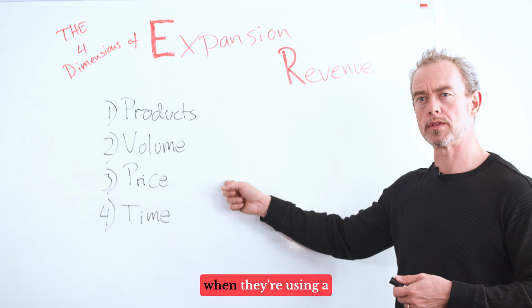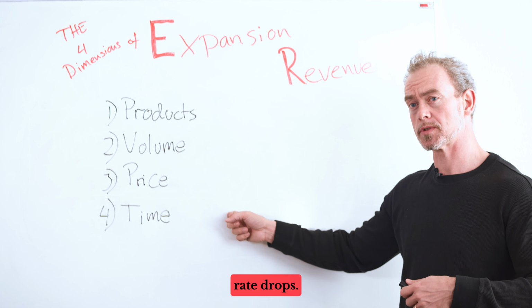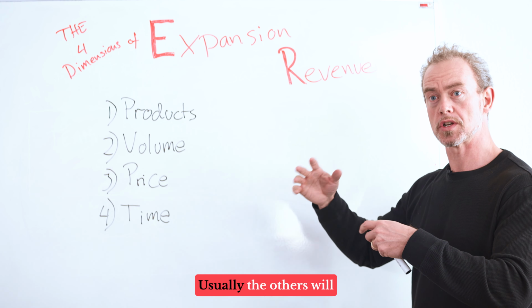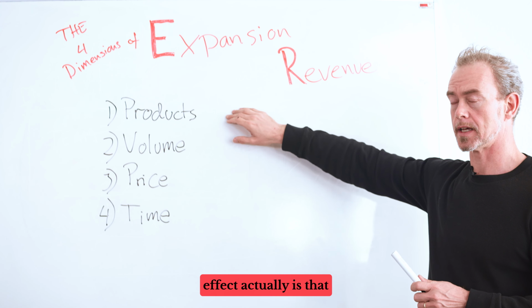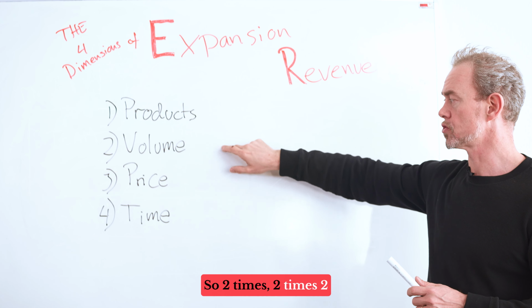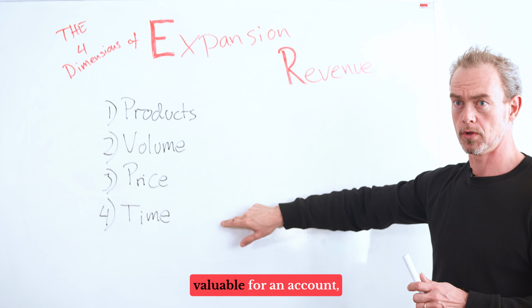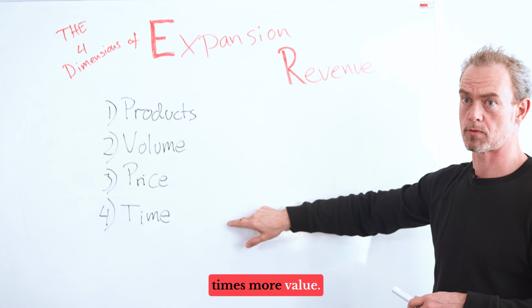It's just more sticky when they're using a lot of your product, which also means that the churn rate drops, so the retention and the customer lifetime actually increases. So we can see that, in a practical way, they tend to have a positive loop effect: if you sell them more of something, usually the others will follow. And then the compounding effect is that they multiply. So 2 times 2 times 2 times 2 is 16 times more valuable for an account, not just 1 plus 1 plus 1 plus 1 for 4 times more value.